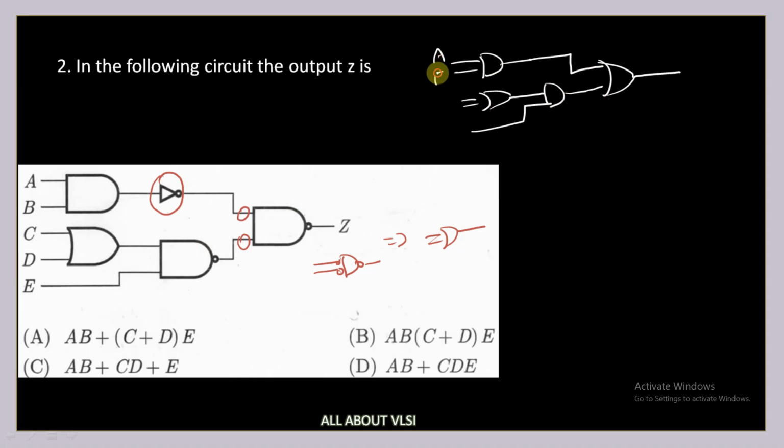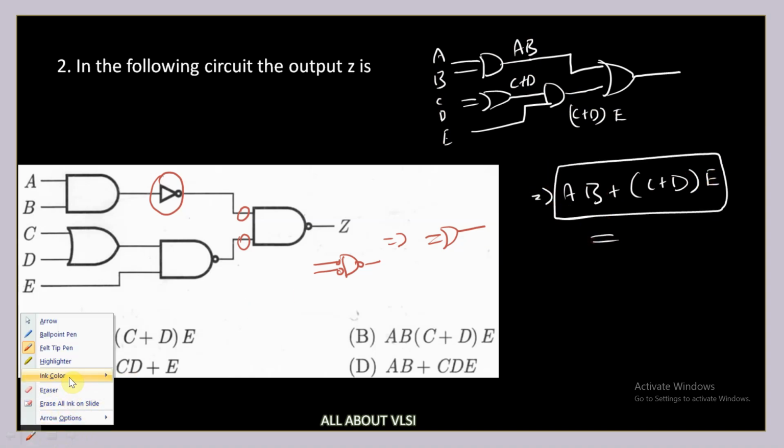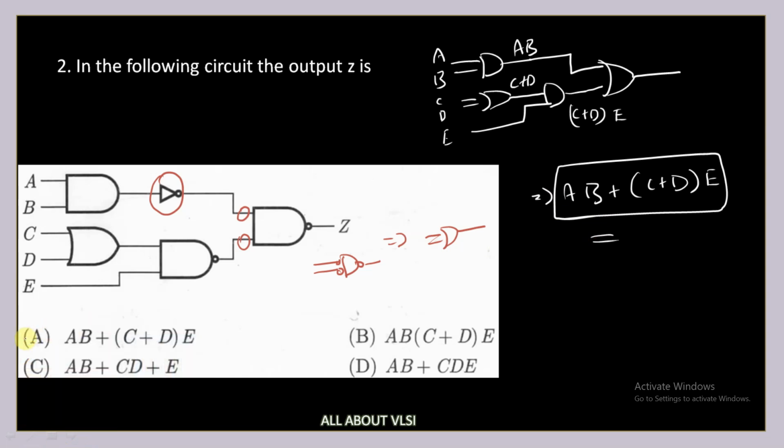And A, B, C, D, E. Here we are going to get AB, C plus D, and (C plus D) into E. So that is nothing but AB plus (C plus D) into E. So this is our equation, and that is option A. Is this clear? The approach, is it clear?